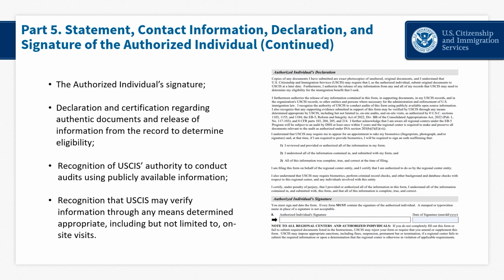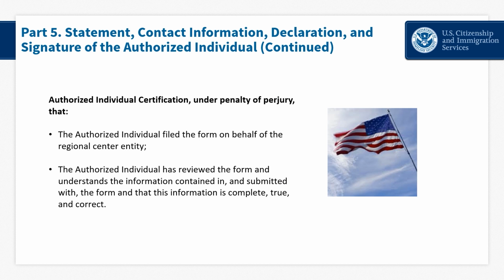The authorized individual must also declare, among other things, that they recognize USCIS authority to conduct audits using publicly available information, and recognize that USCIS may verify information through any means determined appropriate by USCIS, including, but not limited to, on-site visits. Please note that even if a different individual prepared the form, it is still the authorized individual's responsibility to declare, under penalty of perjury, that all information contained in the form is complete, true, and correct, and that they are authorized to file on behalf of the organization.